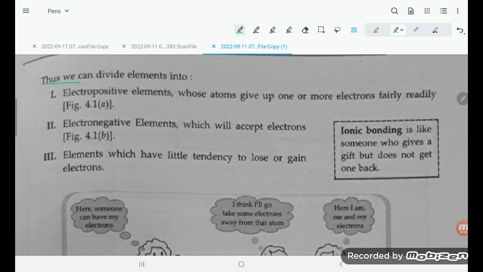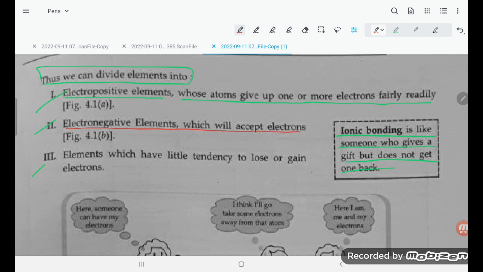Thus we can divide elements into 3 categories: electropositive elements, whose atoms give up 1 or more electrons fairly readily. That is what forms an ionic bond. An ionic bond is like someone who gives a gift but does not get one back. That is the ionic bond.